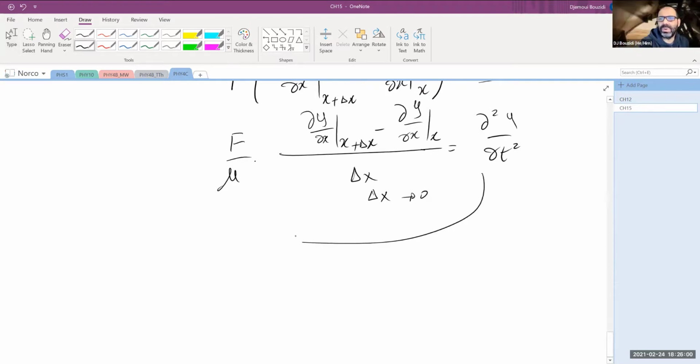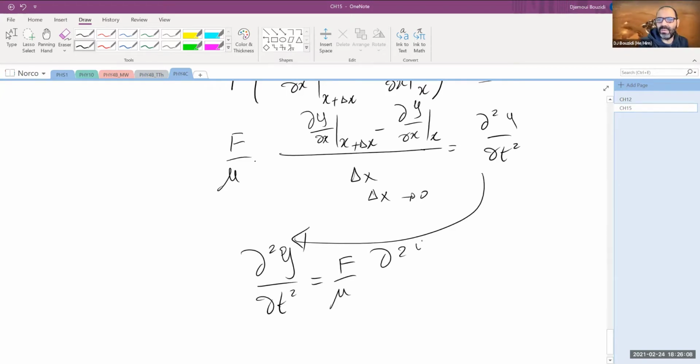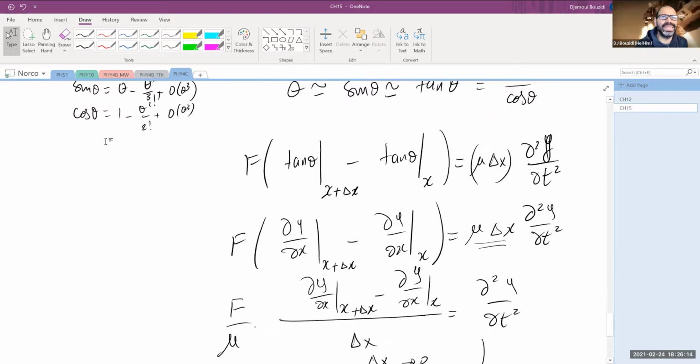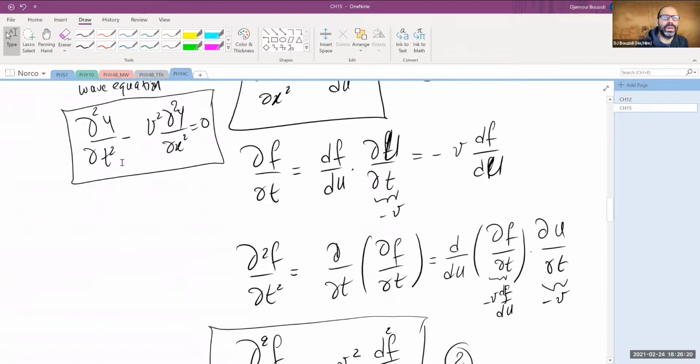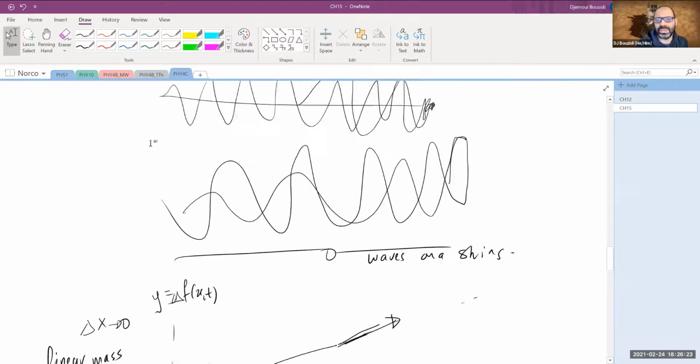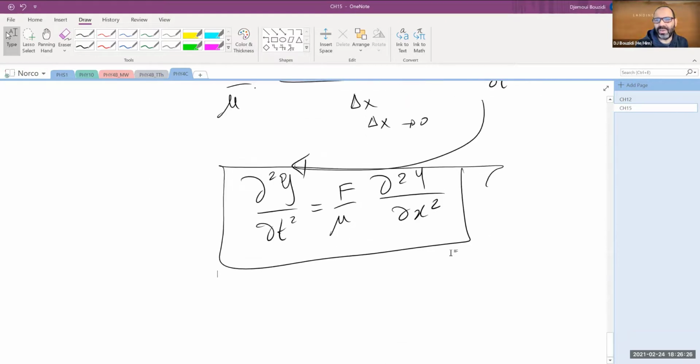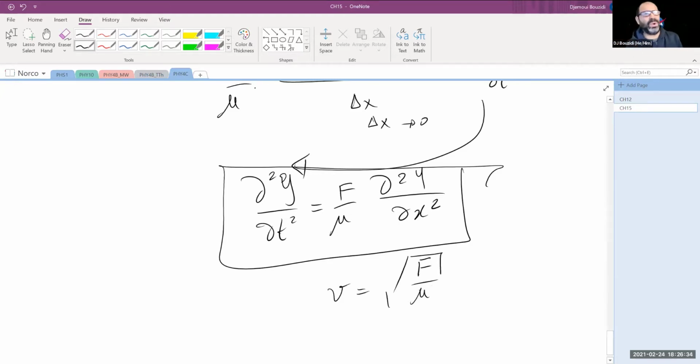So what I have here, I'm going to write this one first. I have the second partial of y with respect to time equal to F over mu times the second derivative of y with respect to x. And this is exactly the wave equation. This is really that same thing I have written before, this equation, except that I didn't move the v squared to the other side, where v, the velocity of the wave, is going to be equal to the square root of the tension over the linear mass. So we were able to find a wave equation using Newton's law, and not only that, we found the velocity with which the wave travels on a string.